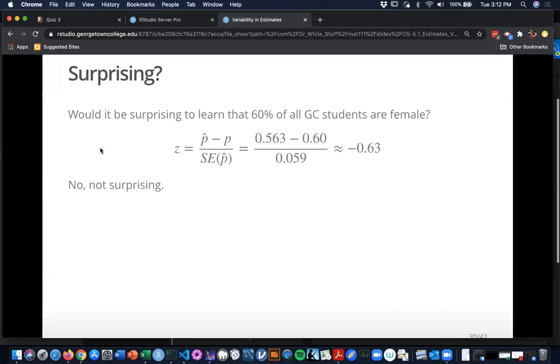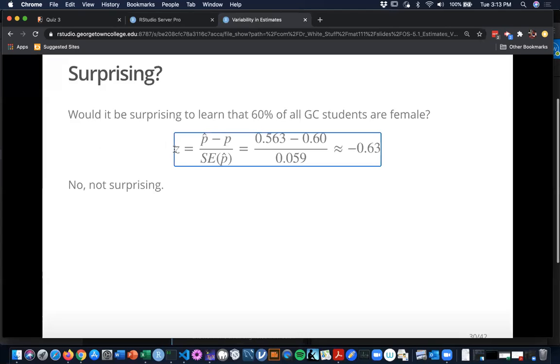So, the Georgetown College students and female question. You were using the sample of size 71, and you got 56.3% as your point estimate. But suppose that the registrar comes along and tells you, hey, I actually keep a list of all the students at Georgetown College, and I just computed with that whole list, and it says 60% of all Georgetown College students are female. Would you be surprised to learn that, given what you had in your data?